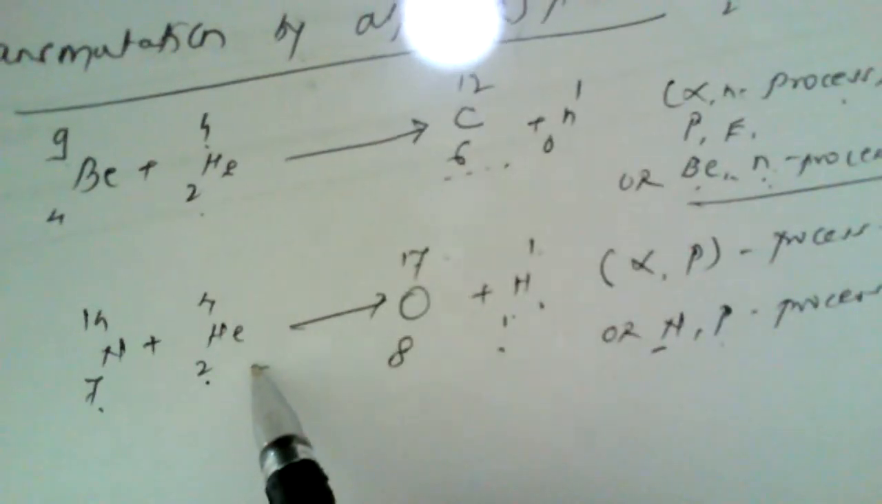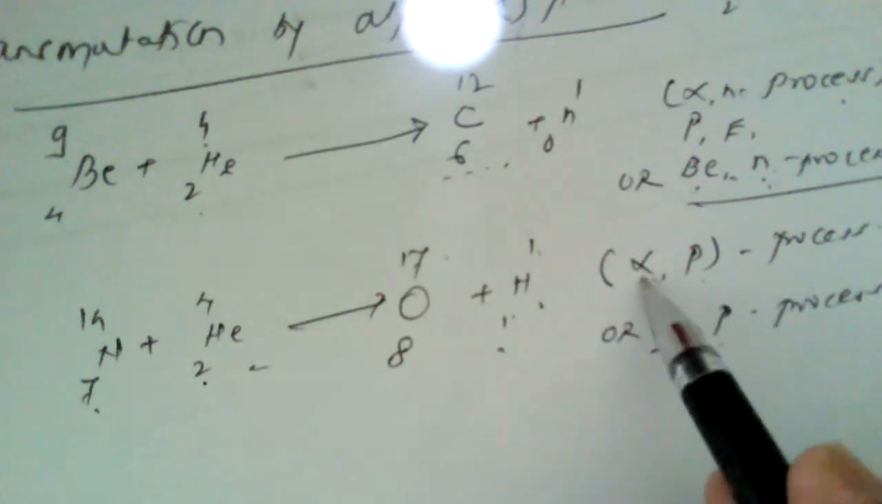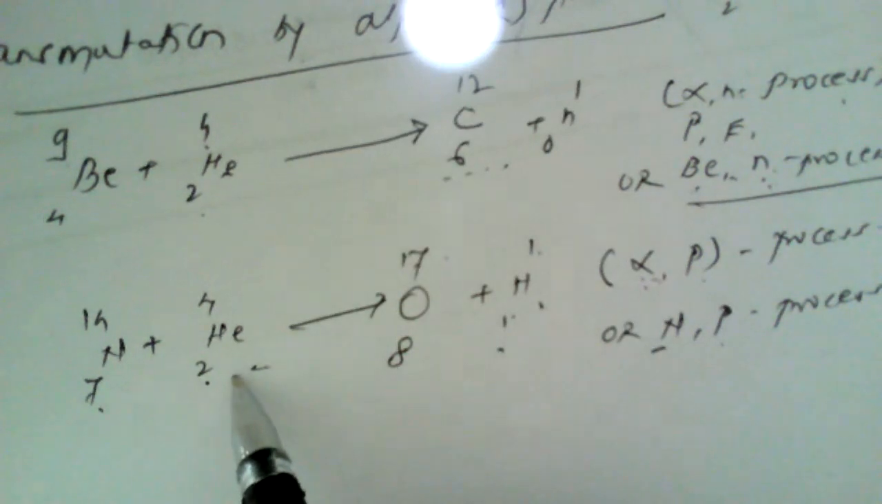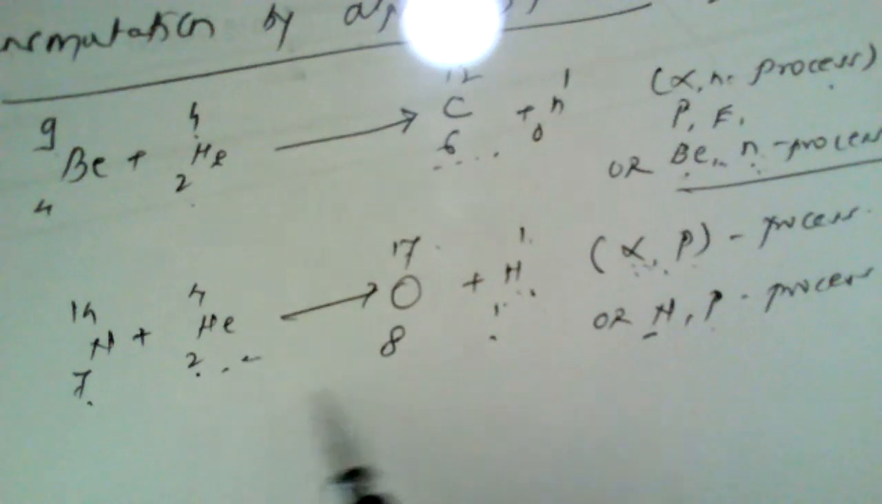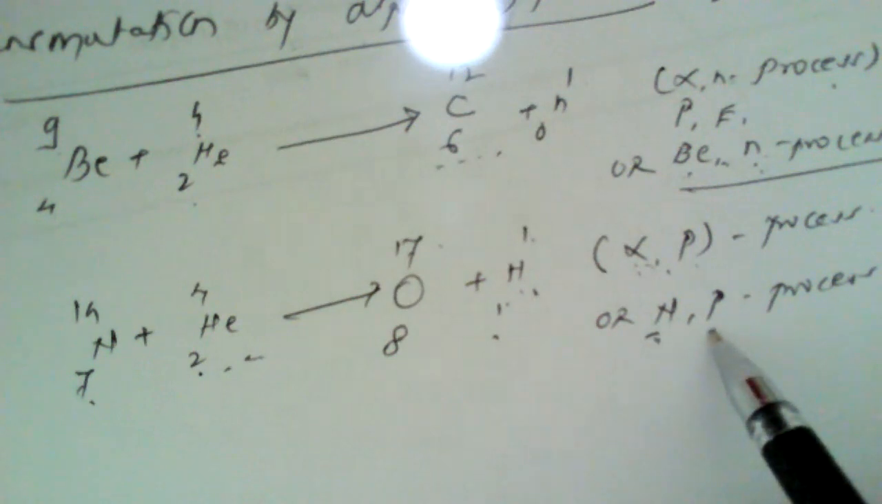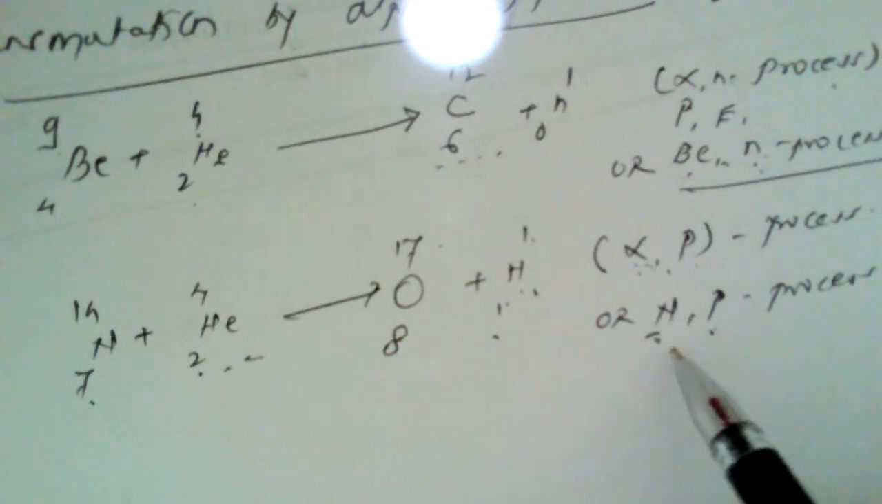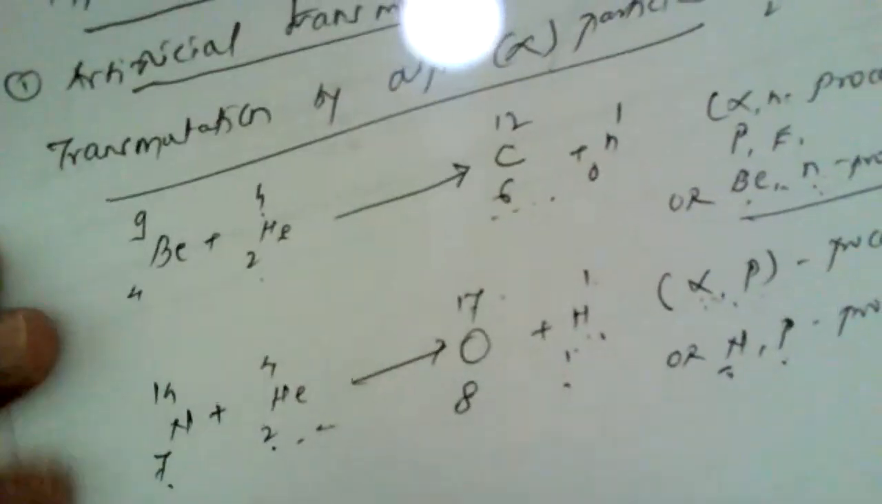As protons are ejected and alpha particles are used as projectiles, this process is known as the alpha-P process. Alpha means helium nucleus and P stands for a proton. Or the same reaction can be written as the nitrogen-P process. N stands for nitrogen-14 and P is the ejectile, that is, a proton. So, the NP process. Now we shall move further with another projectile.